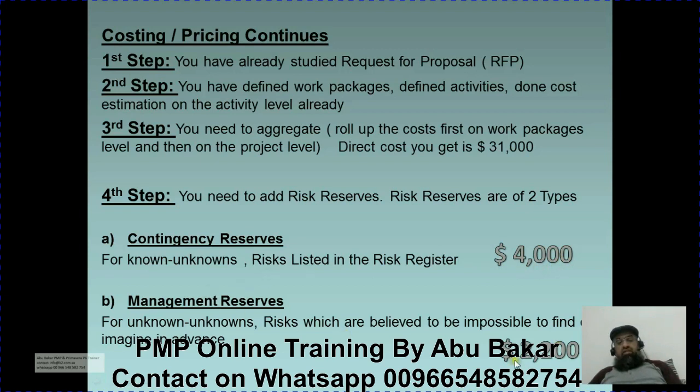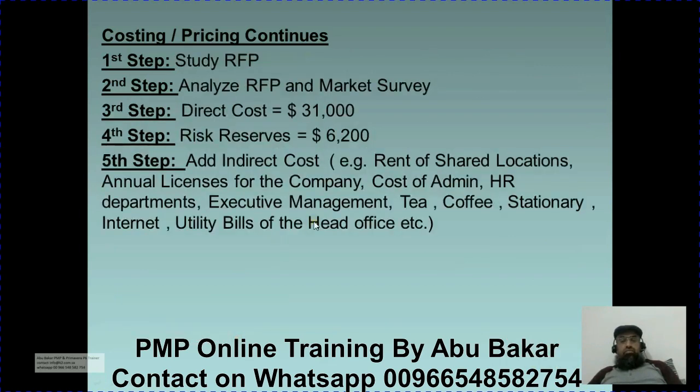Management reserves, I have added another 2,200, so the total will become symmetric, 20% of the project direct cost here. So without any specific calculation behind, I have just supposed $4,000 is our contingency reserves, $2,200 is our management reserves. So fourth step, we have added 6,200 as risk reserves.